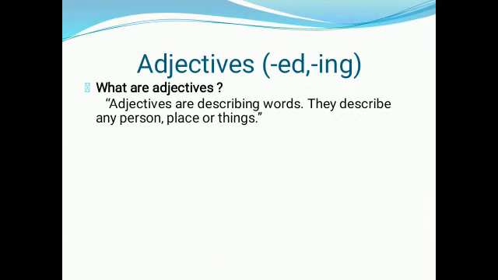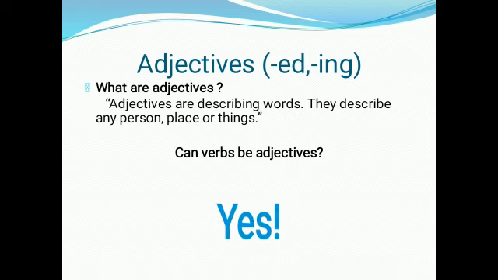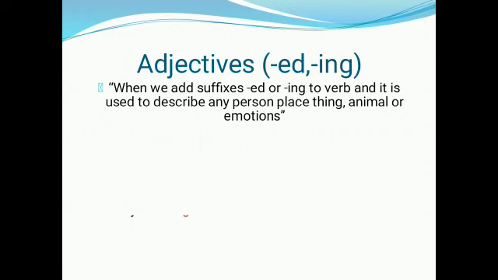The question comes to mind: can verbs be adjectives? So the answer is yes. Verbs can be used as adjectives. Let's see it in detail. When we add the suffixes ed or ing to a verb, and it is used to describe any person, place, thing, animal, or emotion, then that is called an adjective made from a verb.